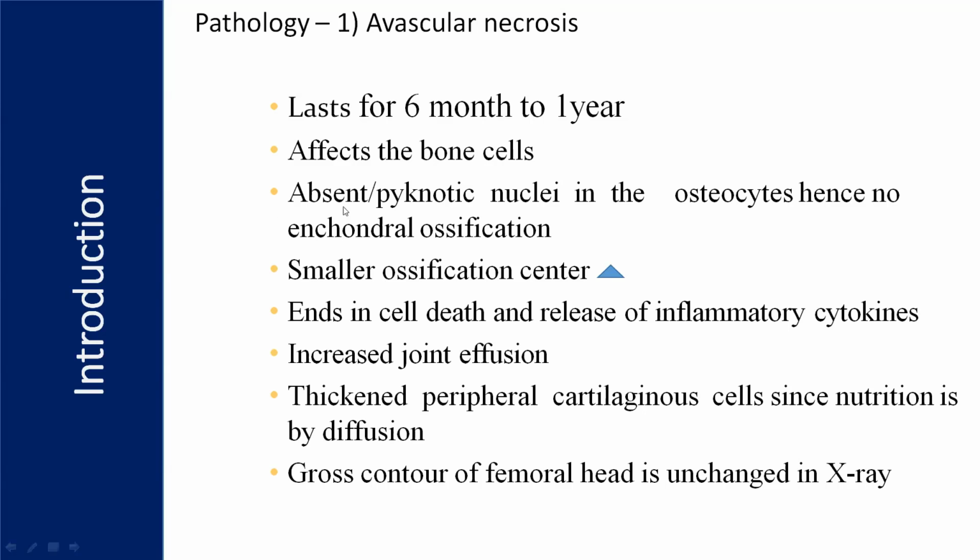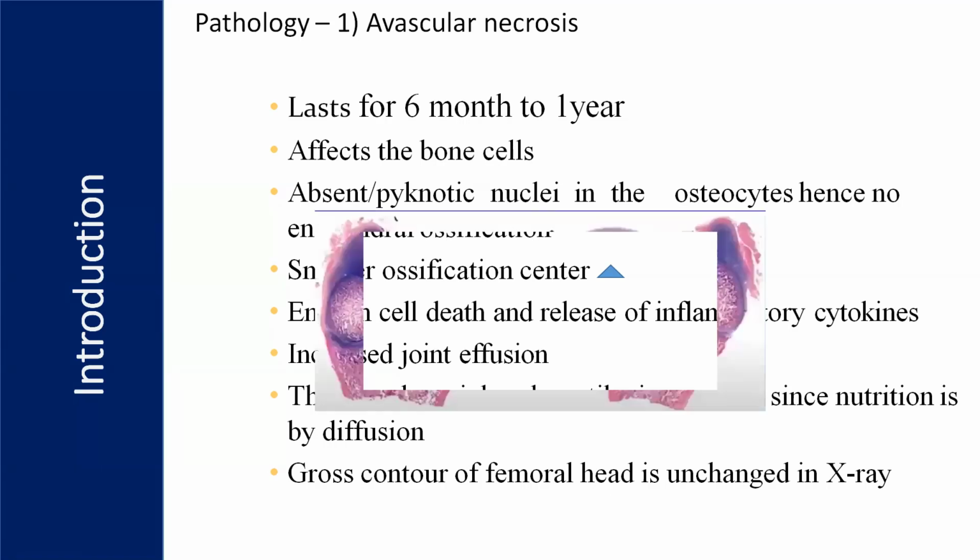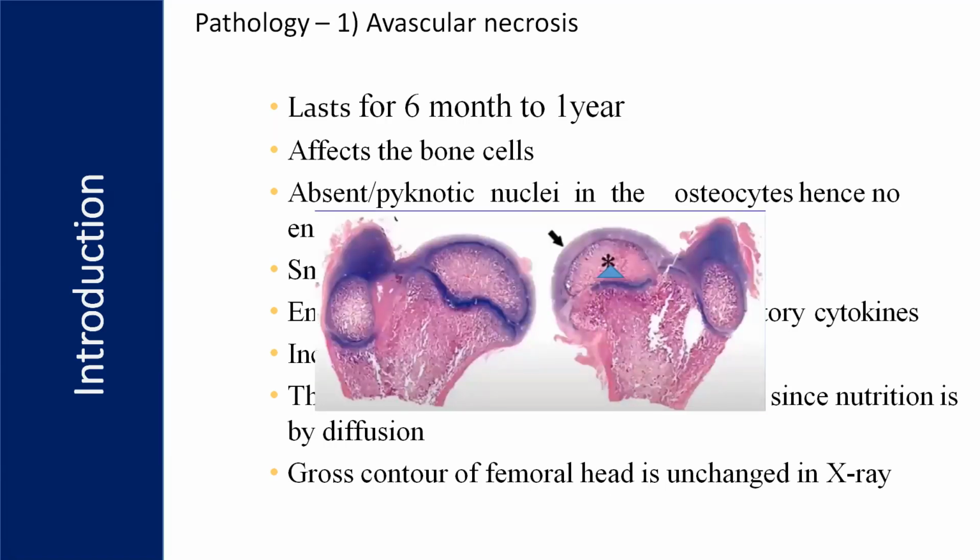These bone cells, the osteocytes and osteoblasts, usually have a pyknotic nucleus or absent nucleus, and hence there's no enchondral ossification. And hence the ossific nucleus that we talked about becomes smaller, while the cartilaginous part that depends on diffusion keeps on getting bigger. This is an animal model where they induced avascular necrosis of one hip and took a pathological picture. Here we see the ossific nucleus is relatively smaller compared to the normal side, while the cartilage is relatively increased in size.